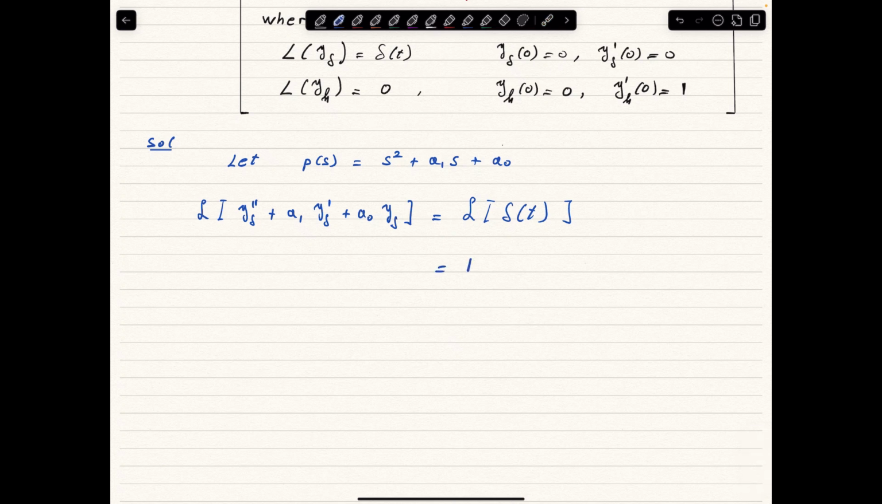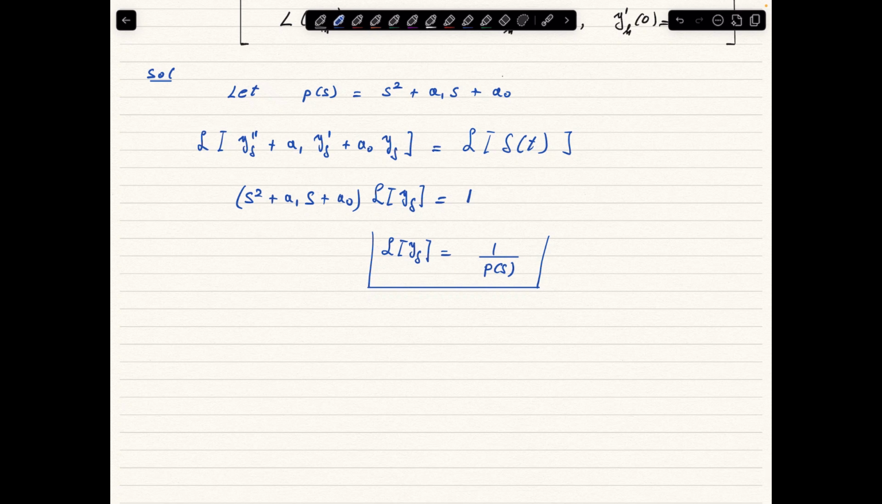And on the other side, we are going to have the characteristic polynomial, s squared plus a1 s plus a0, times the Laplace transform of y delta. So from here we get that the Laplace transform of y delta, when the Dirac delta is at t equals 0, is nothing more than 1 over the characteristic polynomial, p of s. Now we are going to see that the other function, yh, has exactly the same Laplace transform. So this is problem 1. Now let's go to problem 2.